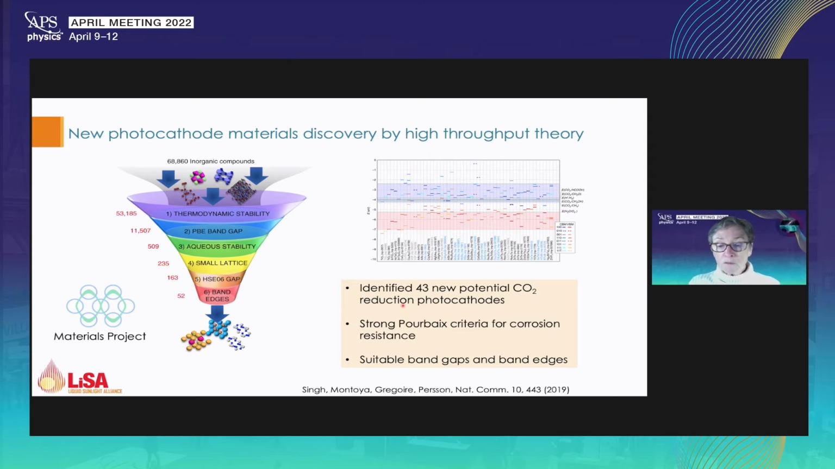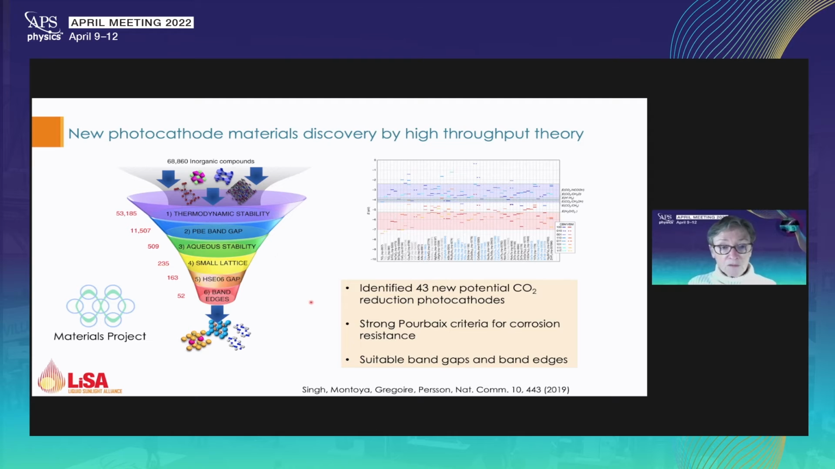And going through this exercise, we actually found 43 new potential CO2 reduction photocathodes. So Dan emphasized how nature does all its CO2 chemistry in the dark and is organized that way. The thing you can do with artificial systems is actually have the potential of driving the chemistry directly from a photocathode, and that is one thing that we are interested in seeing what its feasibility is.